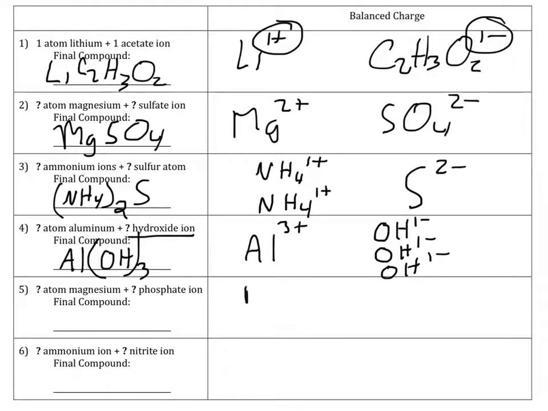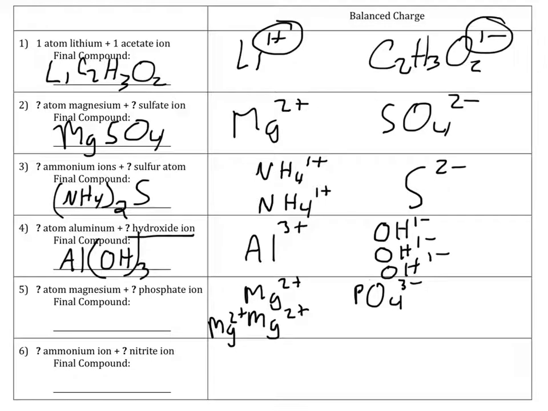All right, so we have magnesium, makes a 2 plus. Phosphate, PO4, 3 negative. And so how do we balance this one? This is probably the hardest one you'll have to do. Well, what you'll need to do is you'll need to have 3 magnesiums. Let's see how this works out. So we'll have 3 magnesiums.